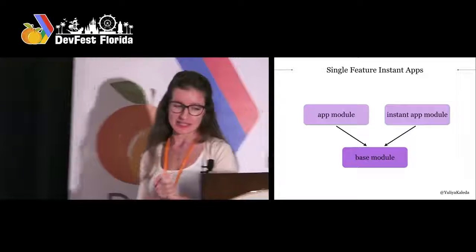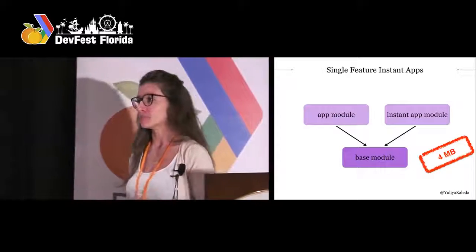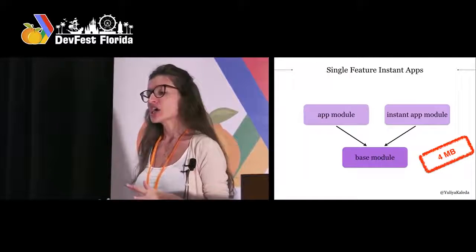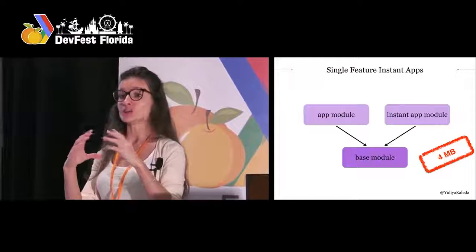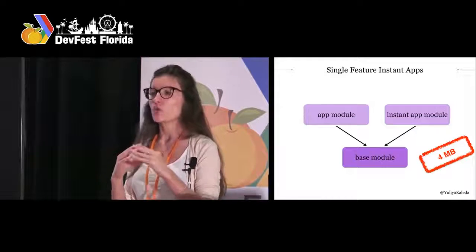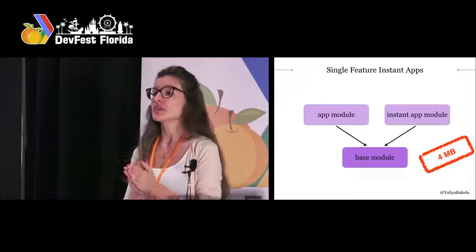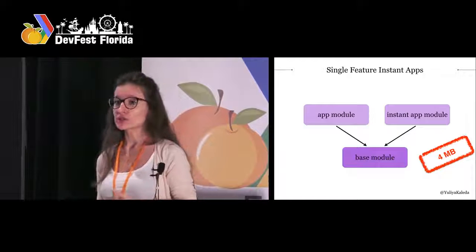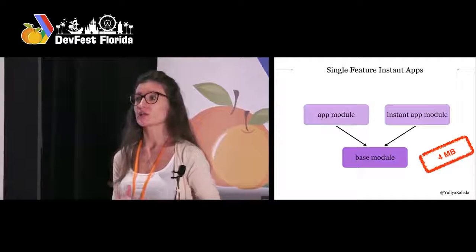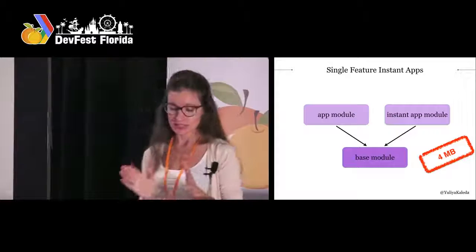But there is an issue with a single feature instant app. And the issue is that 4 megabyte size limit that I mentioned at the beginning of my presentation. Because we have one base module, where most of our code lives, once we reach this size limit of 4 megabytes within our base module, there is no space to grow. Unfortunately, you cannot add extra features and you cannot expand your application. So this is kind of like a dead end.